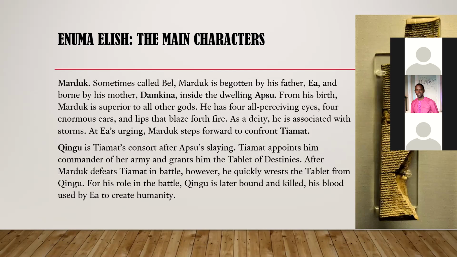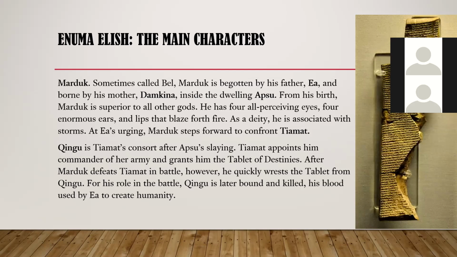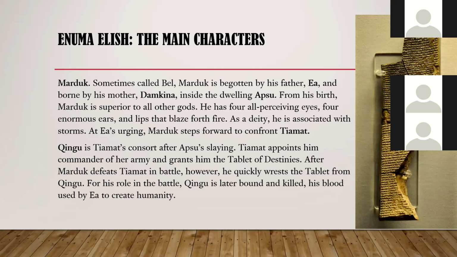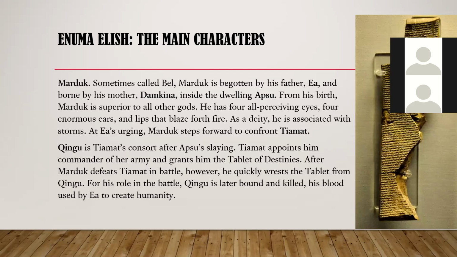Marduk is begotten by his father Ea and Damkina inside the dwelling of Apsu. Do you remember, as Pastor Abioma told, when Ea killed Apsu, they made from Apsu their own house, their own home. So that is why everybody is in Apsu. From his birth, Marduk is superior to all other gods. He has 4 all-perceiving eyes, 4 enormous ears, and lips that blaze forth fire. As a deity, he is associated with storms. Marduk steps forward to confront Tiamat.